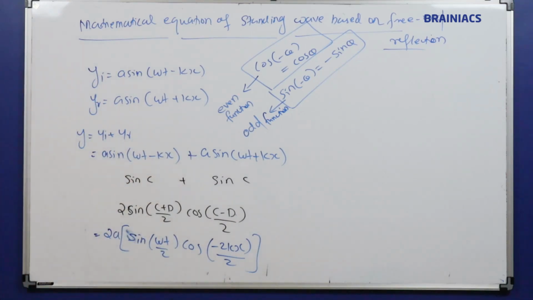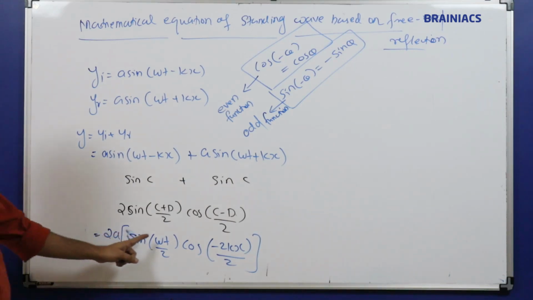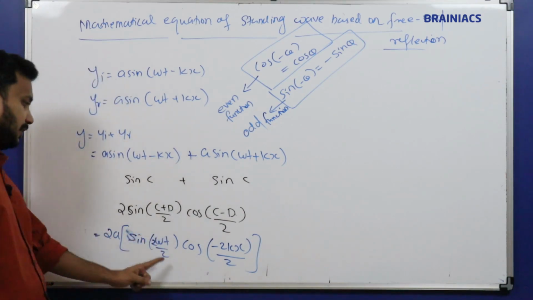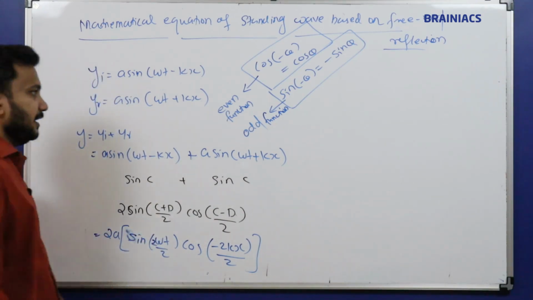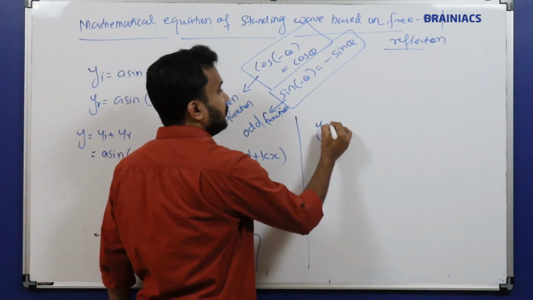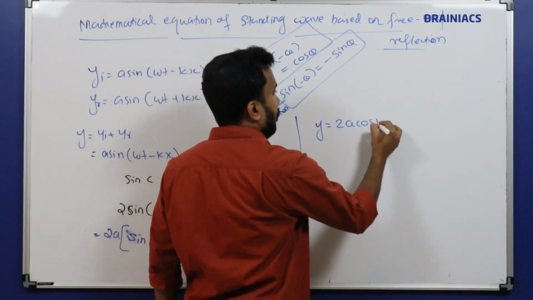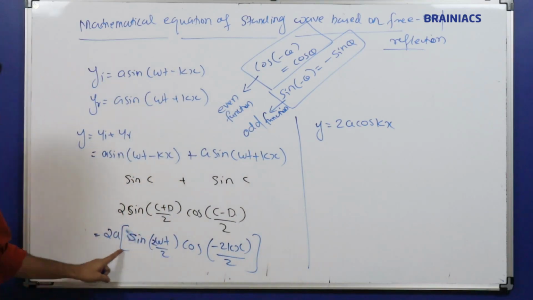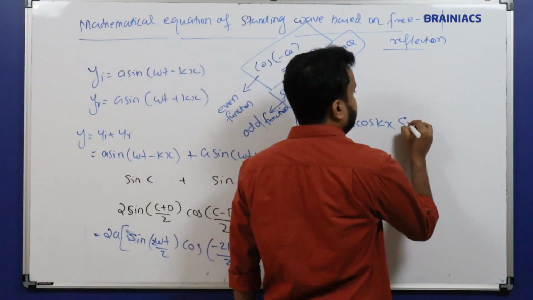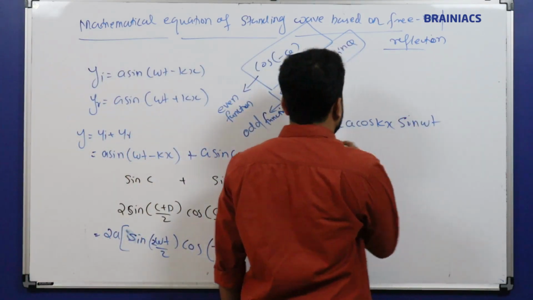Okay. So the minus inside cos we can omit. There is no significance for it in cos, right? So what do we get? 2a, 2 omega t, the 2 cancels out. So 2a cos kx. So what is the final equation? Y is equal to 2a cos kx into sin omega t.